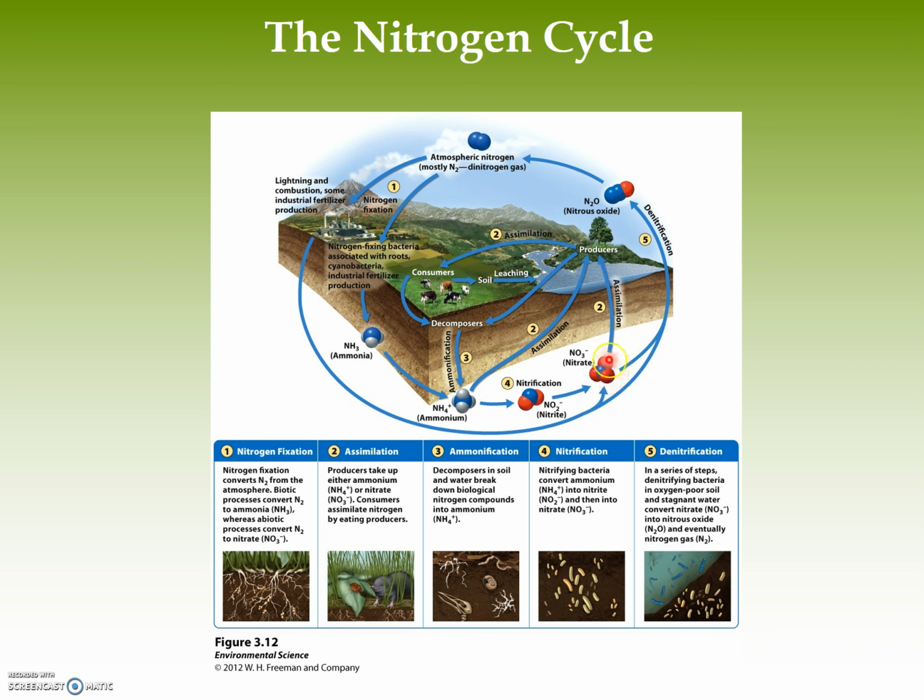Ammonification, which is here: decomposers in the soil and water break down biological nitrogen compounds into ammonium. Okay, so those things get broken into ammonium, which is that other polyatomic, that NH4 plus that we know. Four, we have nitrification. Nitrifying bacteria convert ammonium into nitrite, NO2, and then add the other oxygen to become nitrate, NO3. And then we end with denitrification here. A series of steps: denitrifying bacteria in oxygen-poor soil or in stagnant water convert nitrates, which is our NO3, into nitrous oxide, N2O, and eventually nitrogen gas.